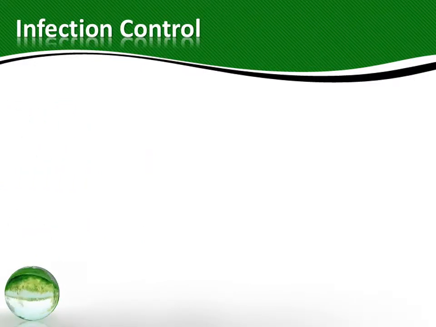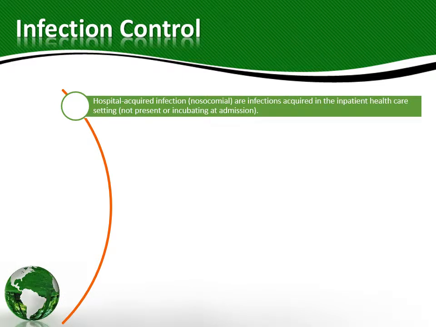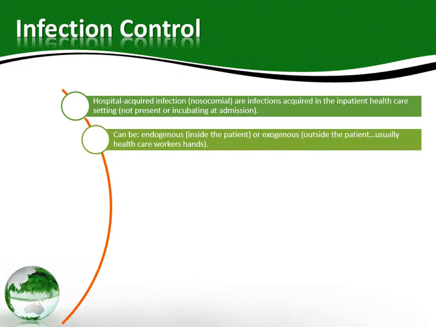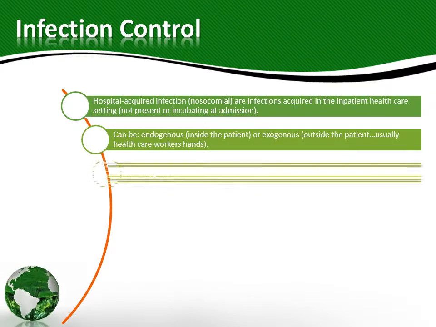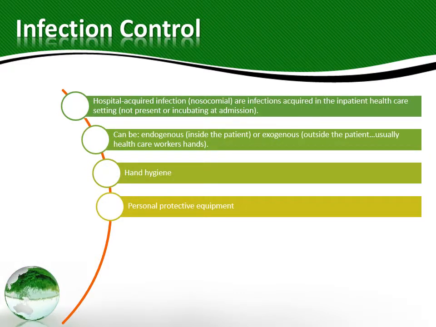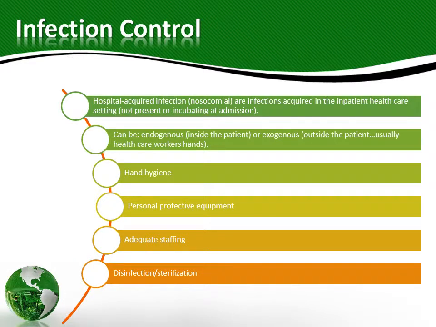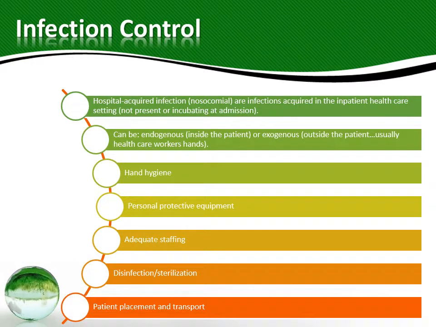Okay, so let's discuss infection control. Hospital-acquired infections, also known as nosocomial infections, are infections that are acquired in the inpatient healthcare setting. It can be endogenous or exogenous. The most important thing is hand hygiene, the use of personal protective equipment, adequate staffing, disinfection and sterilization, and patient placement and transport.